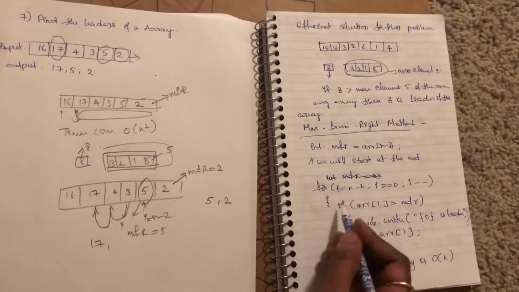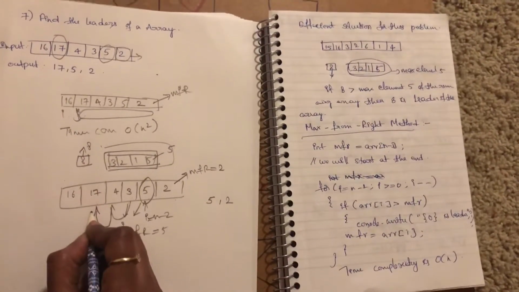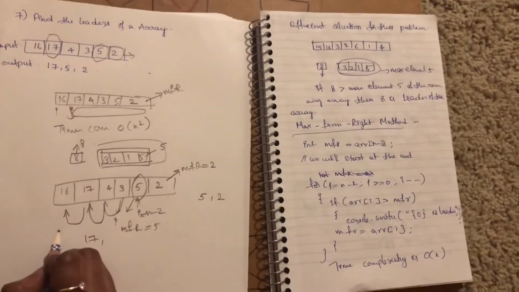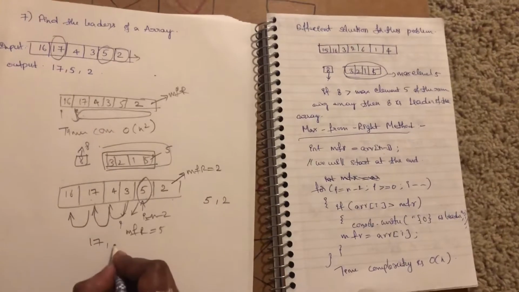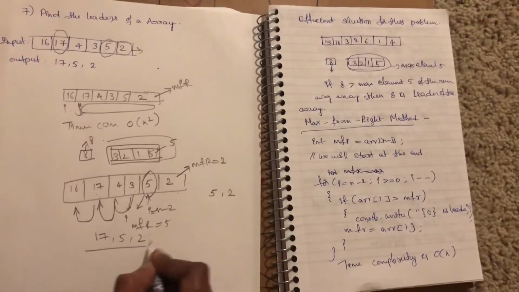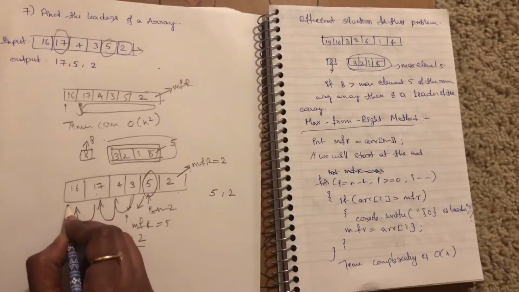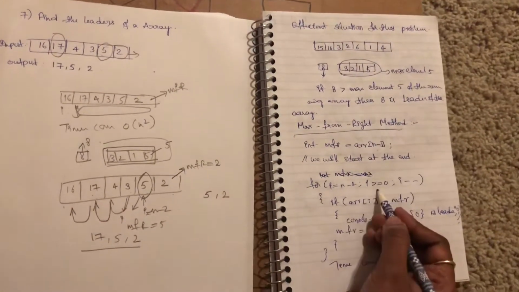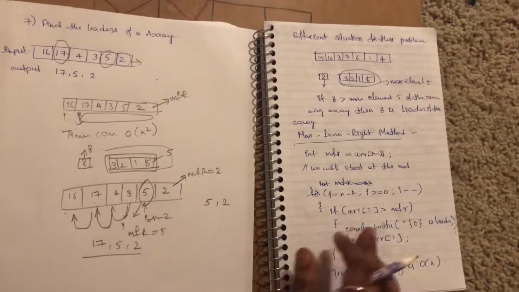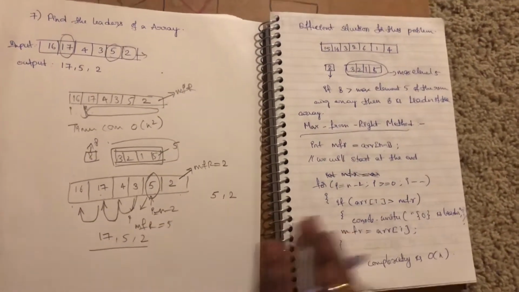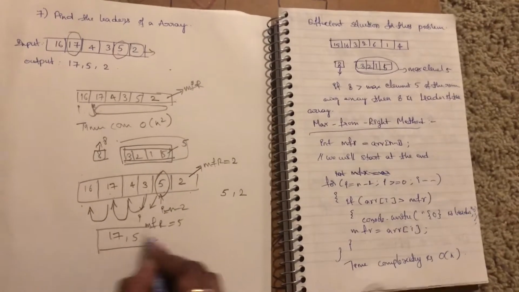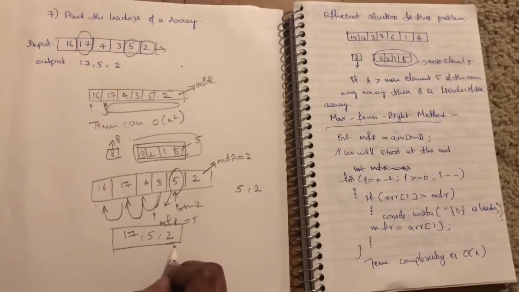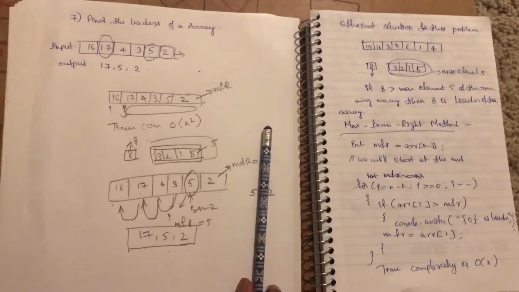Then again iteration minus minus, and it comes here. So here it checks again. Is 16 greater than 17? No. So we are saving these numbers, and now i is 0, and the loop condition is true for the last time. Then it will come out of the loop. So for this entire array, the leaders are 17, 5, 2. So this is my approach to solve this problem.